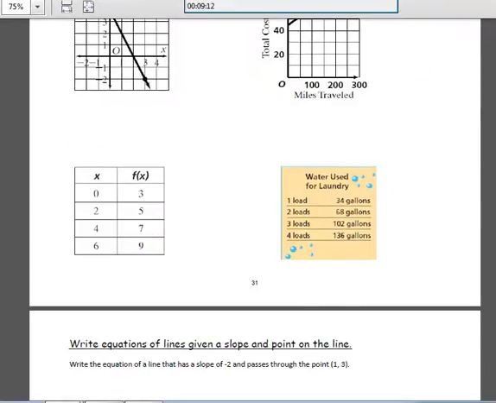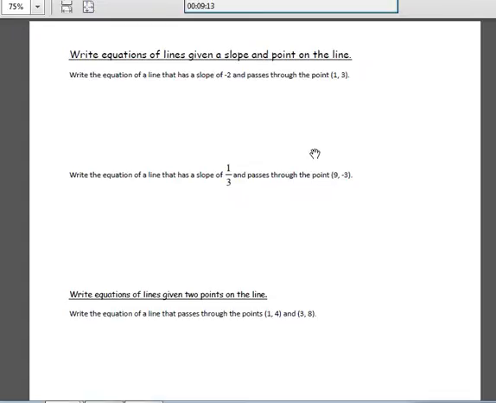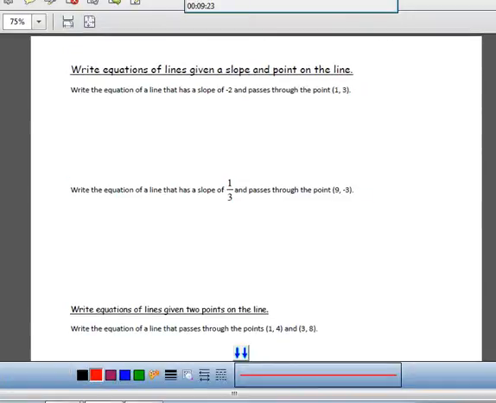Let's go ahead and take a look at page 32. Write equations of lines given a slope and a point on a line. So above this, on the top of page 32, I want you to write y minus y1 equals m parentheses x minus x1. Remember, we need to find values for y1, m, and x1. The y and the x, the input and the output stay the same.